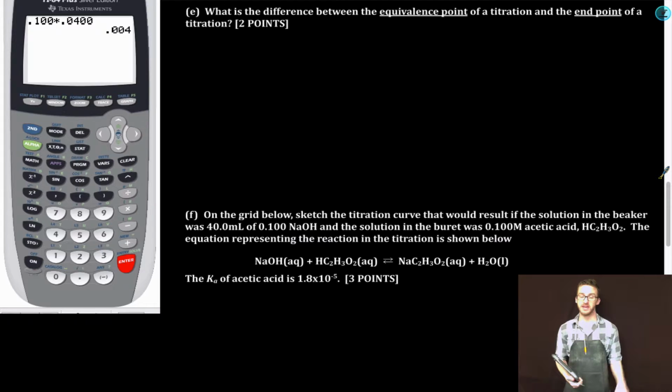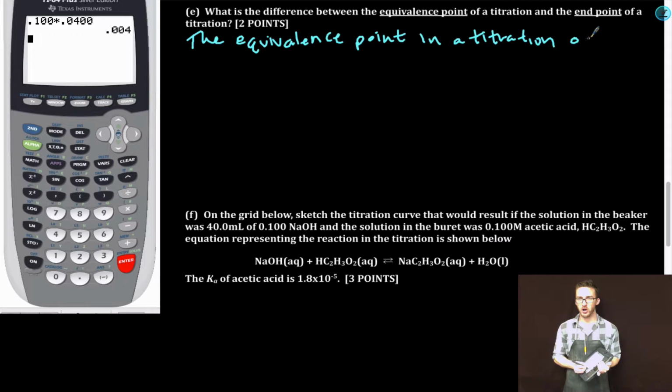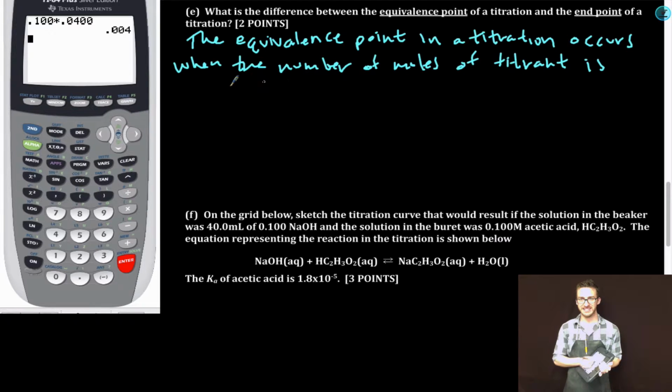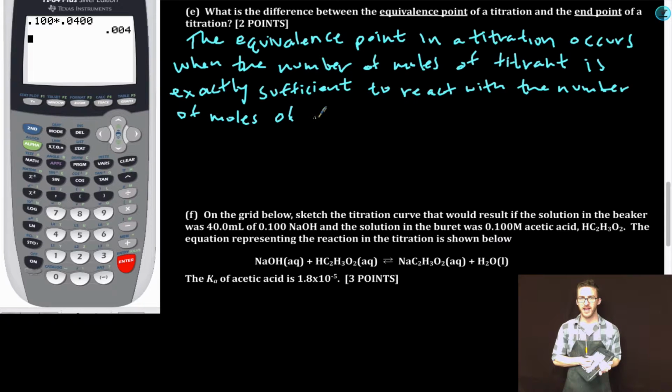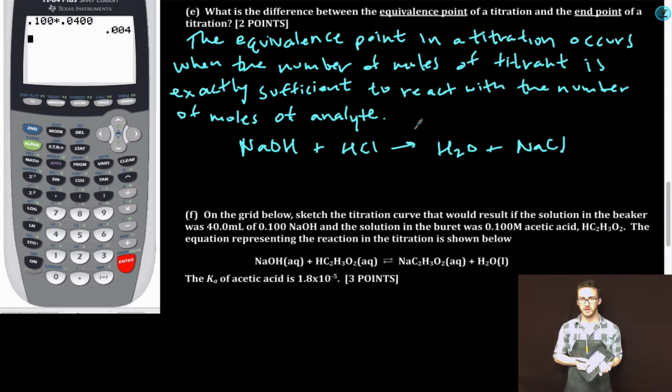Part E. What is the difference between the equivalence point of a titration and the end point of a titration? Oh, so much great vocabulary in this free response. The equivalence point in a titration occurs when the number of moles of titrant is exactly sufficient to react with the number of moles of analyte. So in this example, the ratio between our titrant, NaOH, and the analyte, HCl, is 1 to 1. So if I had 1 mole of HCl in a beaker, I would need to add 1 mole of sodium hydroxide to reach my equivalence point. Not needed for this answer.